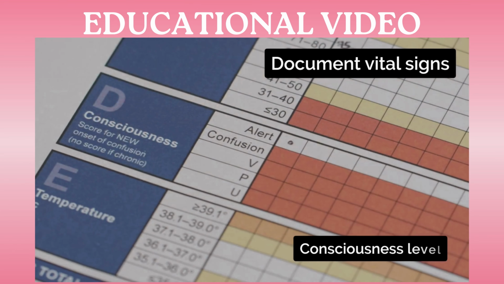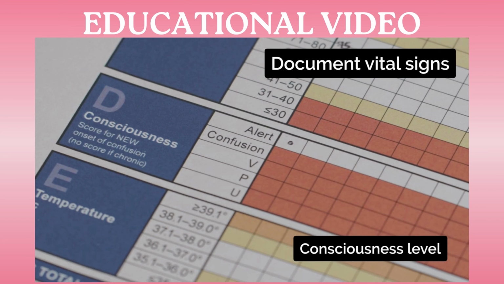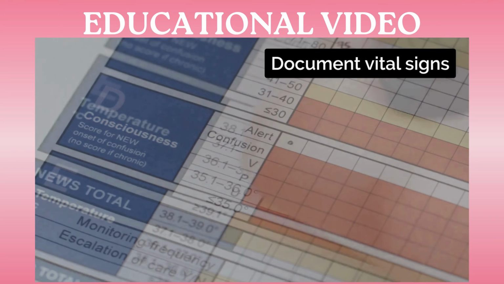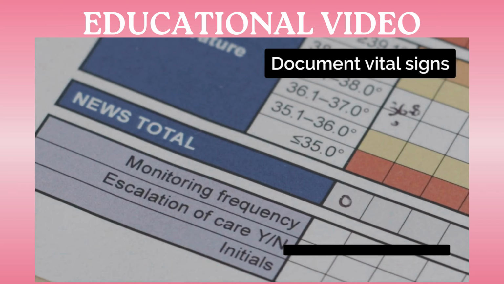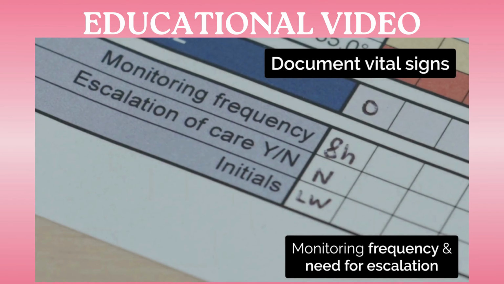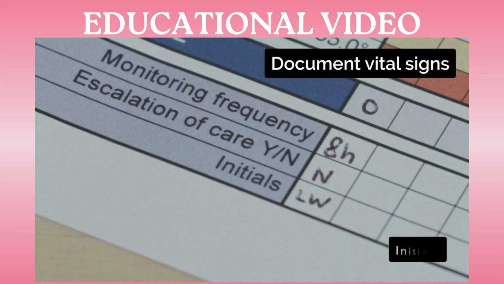Document the patient's consciousness level using the ACVPU scale. Note the patient's temperature. You can then calculate the NEWS score, which can then be used to inform monitoring frequency and the need for escalation. Finally, add your initials.